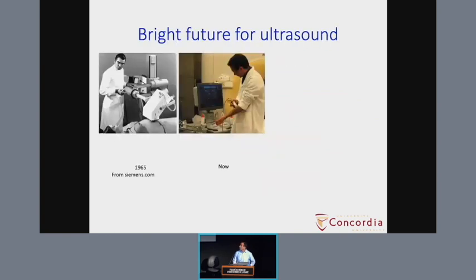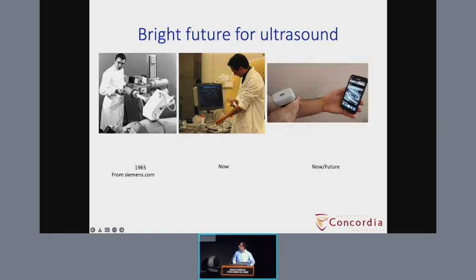So I'd like to wrap up my talk by highlighting that I think ultrasound has a very bright future. This is one of the early ultrasound probes. It was so heavy that it had to be held by a mechanical arm. Right? And current ultrasound probes are so light that we can hold them in hand. Of course, we don't need these mechanical arms anymore.